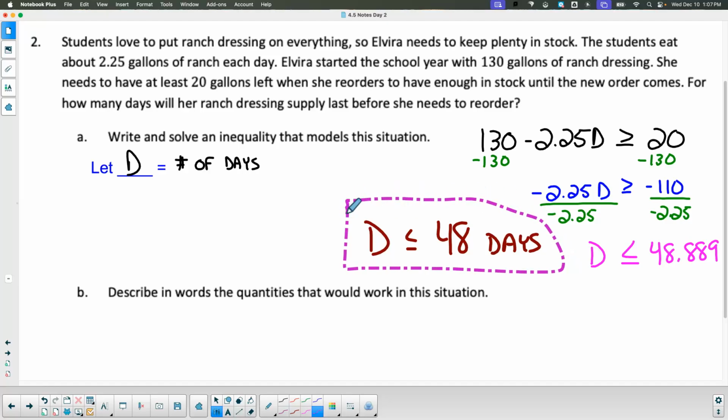Okay. Describe in words the quantities that would work for this situation. Elvira, for 48 days, it's below 20 gallons. There you go.